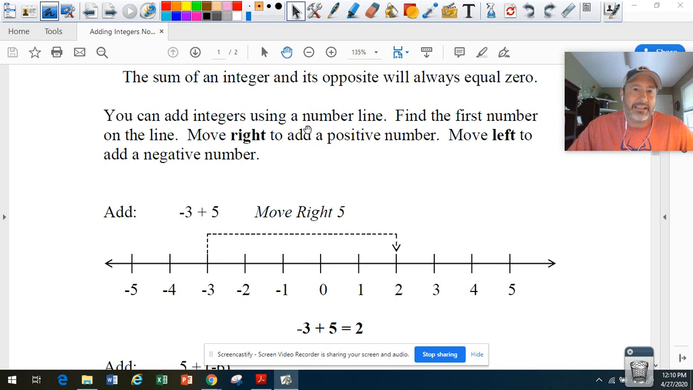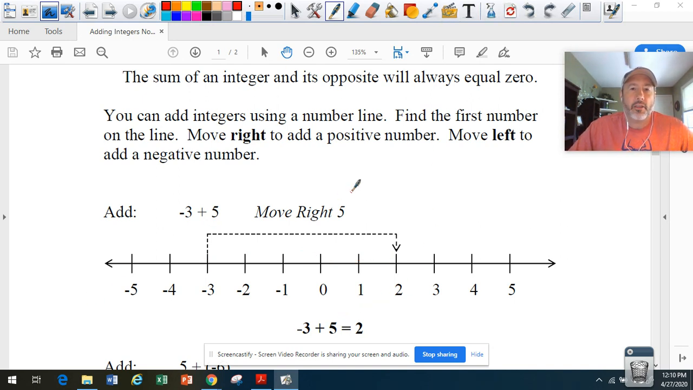So basically it says here, find the first number on the line. Move to the right to add a positive. Move left to add a negative. So if I have -3 plus 5, we're going to start here at -3. Here's our point at -3. Since we're adding a +5, we move to the right 5 places. 1, 2, 3, 4, 5. So the answer is 2. So -3 plus 5 equals 2. Very good with that.